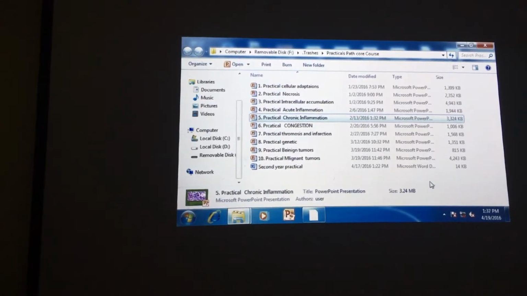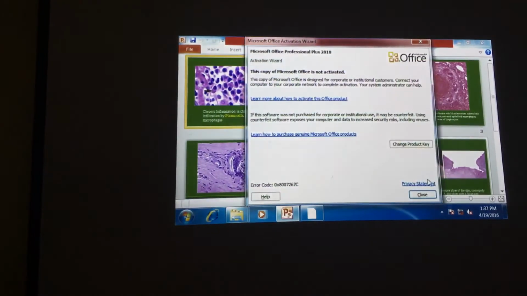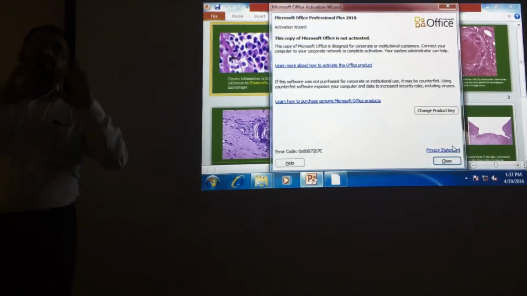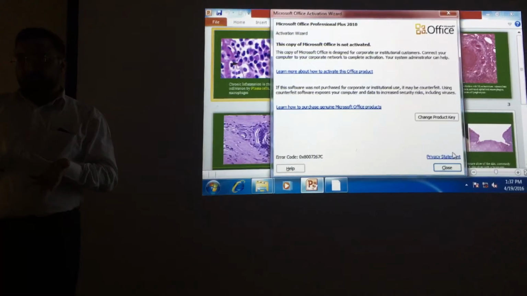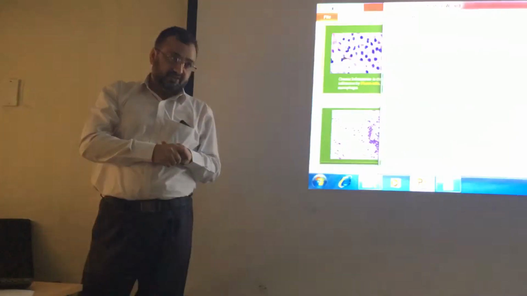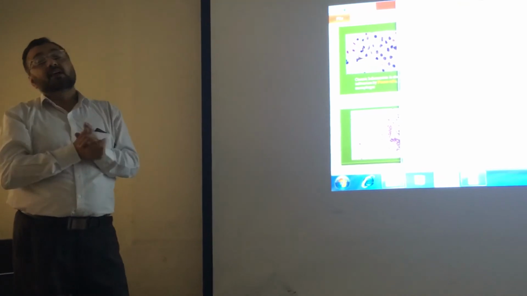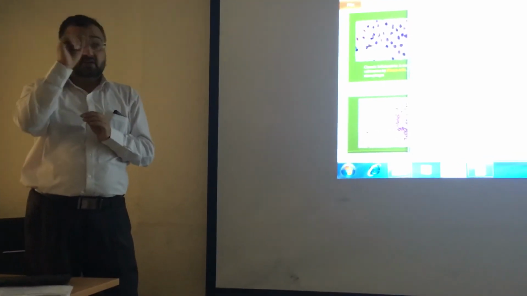Then chronic inflammation, again 2 types. One is specific and one is non-specific. Specific means when there are granulomas. Granuloma is a specific chronic inflammation. There are different causes of granuloma. Non-specific means other cells. What are the cells which are important in chronic inflammation?